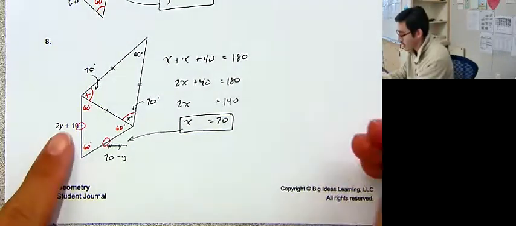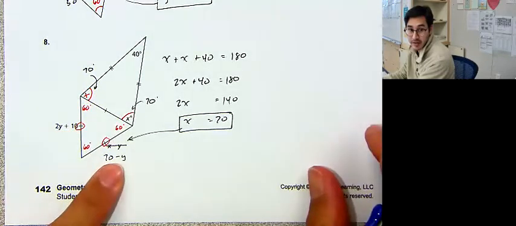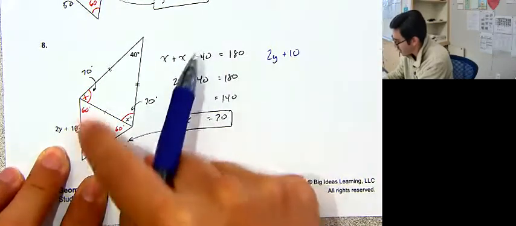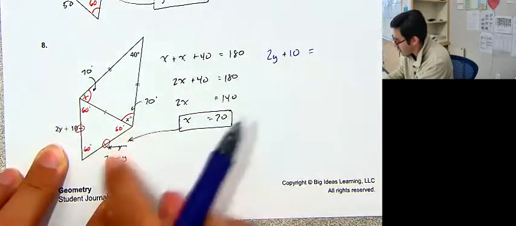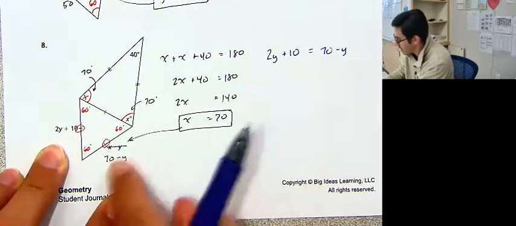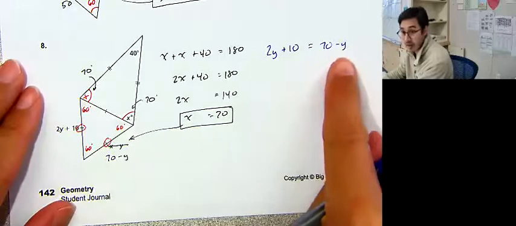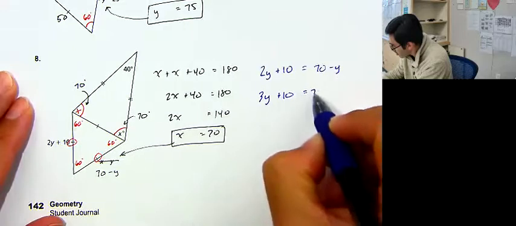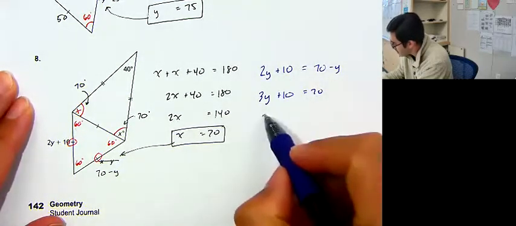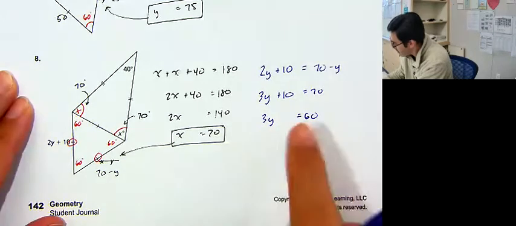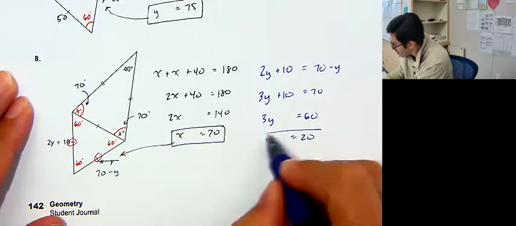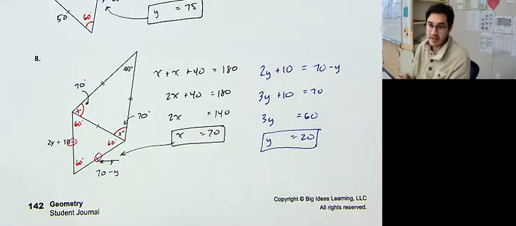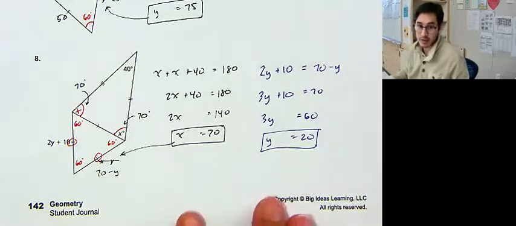So I can write an equation where I take this expression and set it equal to this expression. So 2y plus 10, the length of this side, will be equal to 70 minus y, the length of this side. Now let's add y to both sides. And then minus 10 from both sides. And then divide by 3. All right, so there you have it. The value of x is 70 and the value of y is 20.